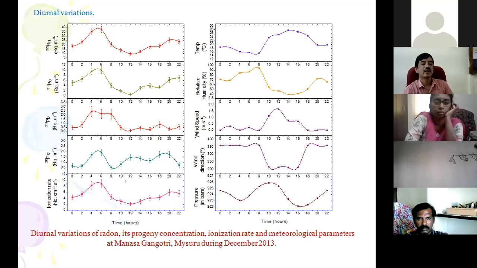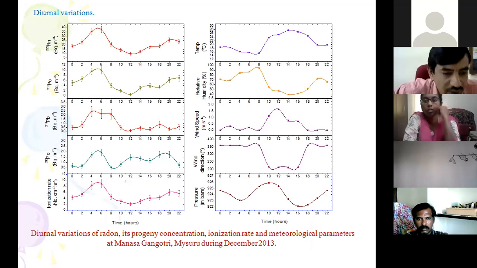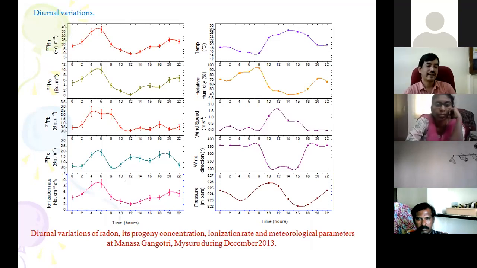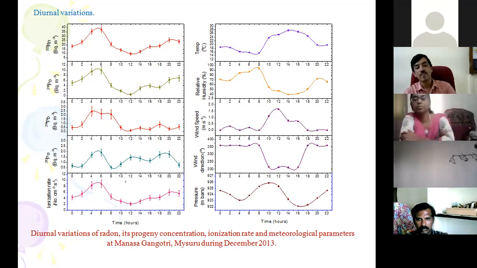Now I am coming towards only a few interesting results. This pattern is called the diurnal variation. Diurnal means variations throughout 24 hours in a day. That means the x-axis is time, varying from 0 to 4, 6, 8, 10, etc., ending at the 22nd hour. 12 o'clock is again the 0th hour.